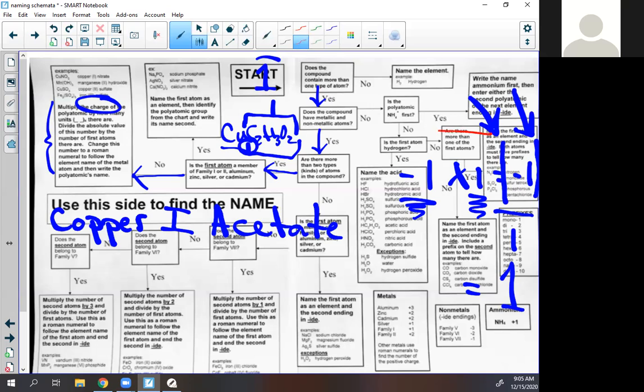This step right here is how we find the Roman numeral, which is the charge of the metal. I know it's tricky, but it's not awful. We take the charge of the polyatomic ion, multiply it by how many there are. We take the absolute value, divide it by the number of first atoms, and you get that. Okay, so copper 1 acetate.